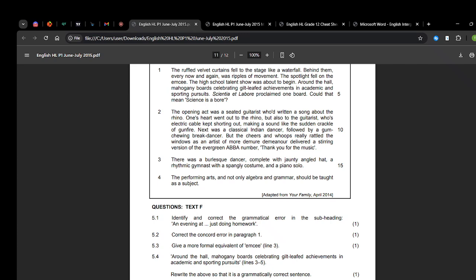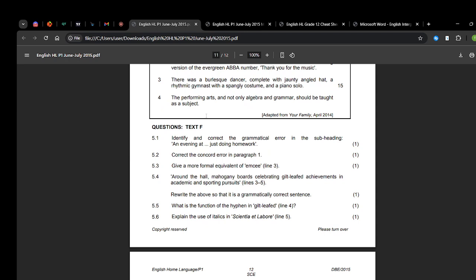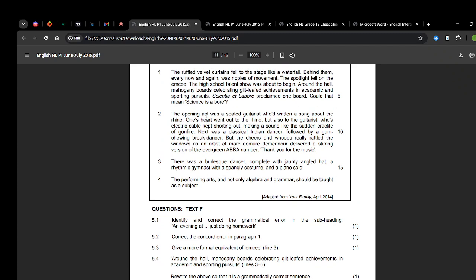Excuse me, sir. If you said "mahogany boards around the school are used" or "is used to celebrate gilt-leafed achievements in academic and sporting pursuits," would that be correct? Uh, I like the way you changed it, but that wouldn't be correct, and I'll tell you why.